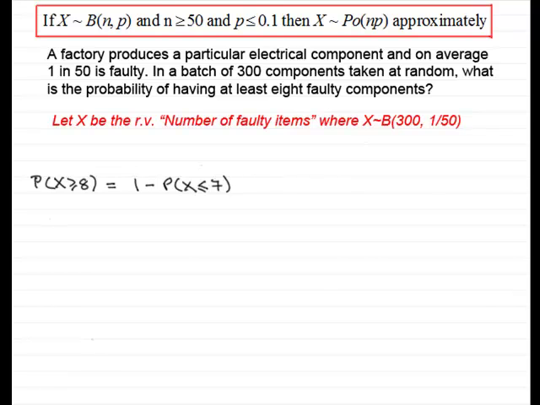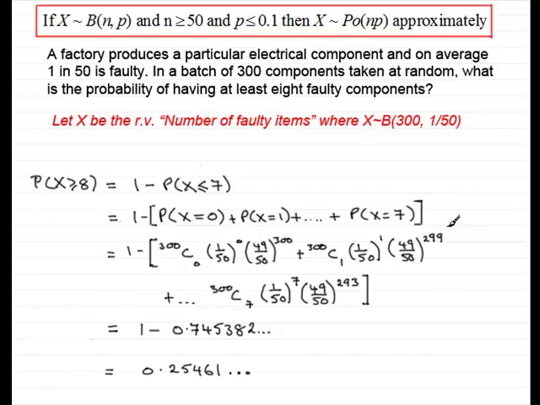So if you were doing this by hand, and I've done it for you just here, just to save a bit of time, you would have to do something along these kind of lines. 1 minus the probability x equals 0 plus 1 and so on, all the way up to 7. And then work out for each probability the particular binomial probability using the formula that you see here. And that's quite lengthy to do on a calculator anyway. Working it out, you get 1 minus 0.745382 and so on, and then you end up with 0.25461 and so on.